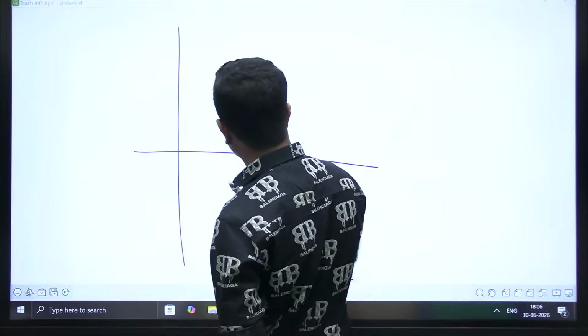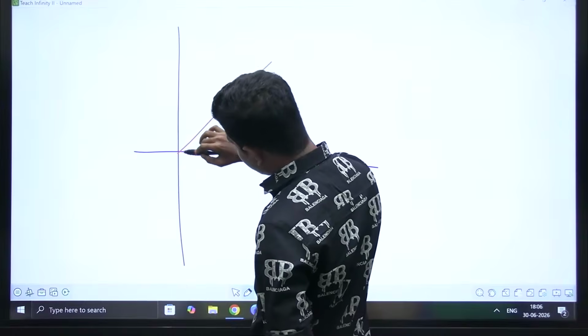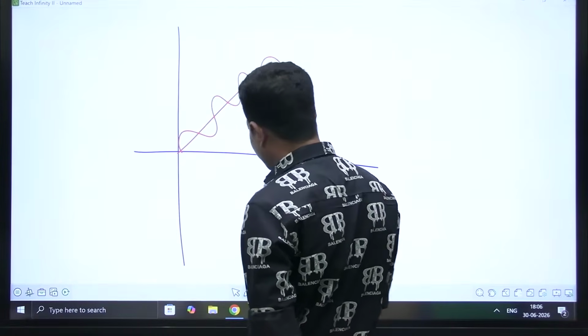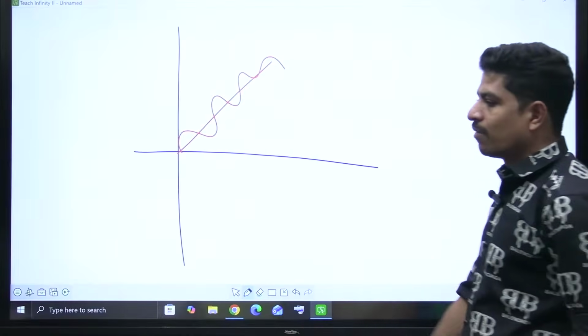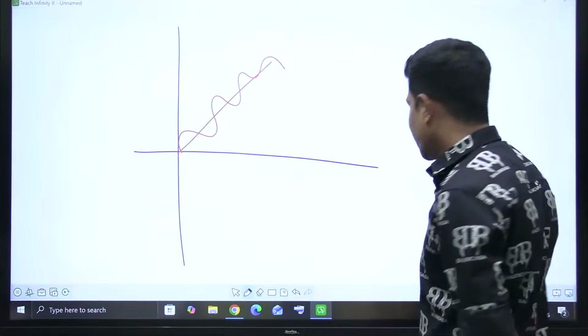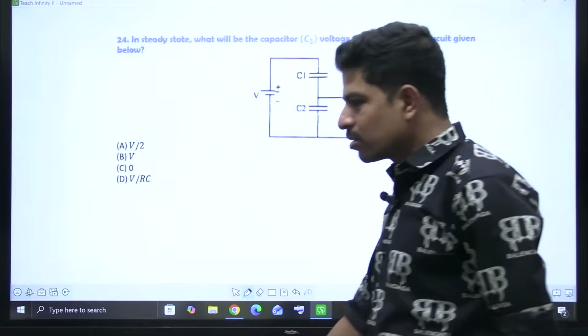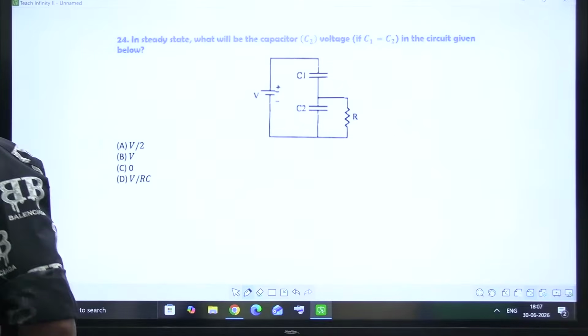Rough diagram I'm drawing. This is ramp. Sinusoidal superimposed on ramp. Will be maybe this way. Just I'm not concentrating on the values and all. Okay? Do this question. Damn easy question. If you're not doing this question, I'll really feel bad. Do it.